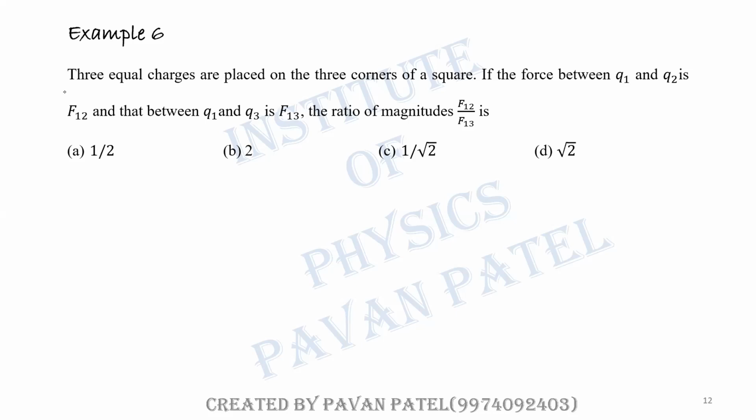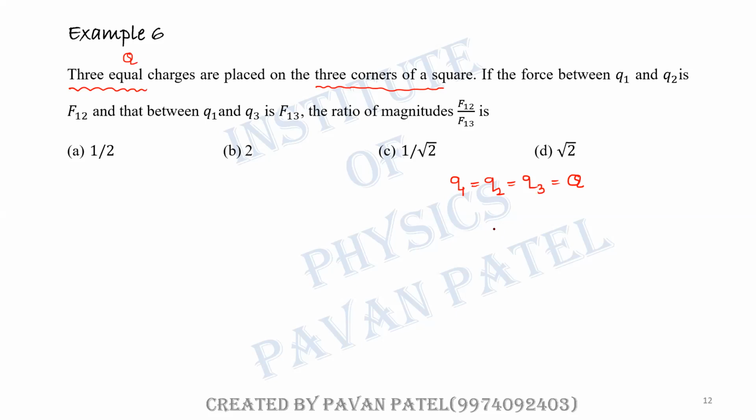Three equal charges are placed on the three corners of the square. So we assume that each charge is Q. If the force is between Q1 and Q2, I will assume Q1 equals Q2 equals Q3, and all three have the value capital Q.